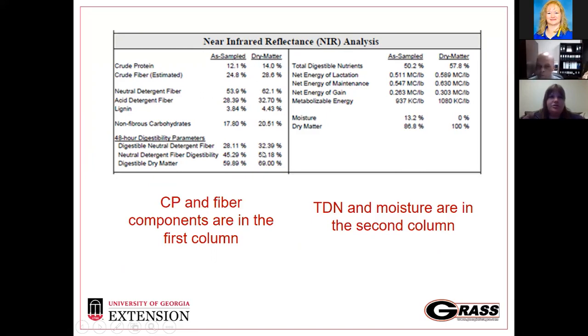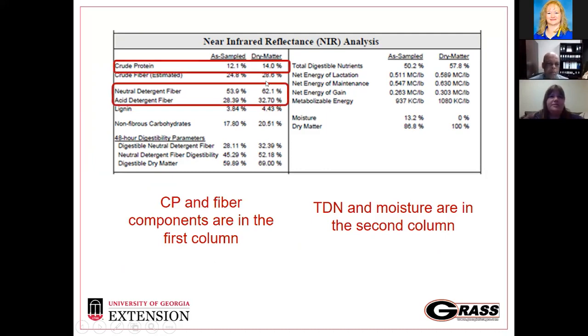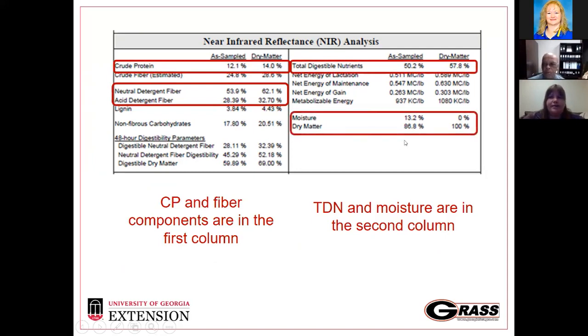You'll see the 2 columns within each side here. So this dry matter is the one that we want to look at because that's how all of our extension recommendations are made. As sampled is how we're going to actually feed that. So you'll see that the numbers go down because it's discounting the water that's in here. So our protein and fiber components that we talked about earlier are here in the first column. And then the TDN and the moisture are there in the second column. You may be thinking, why are we so interested in that moisture number?